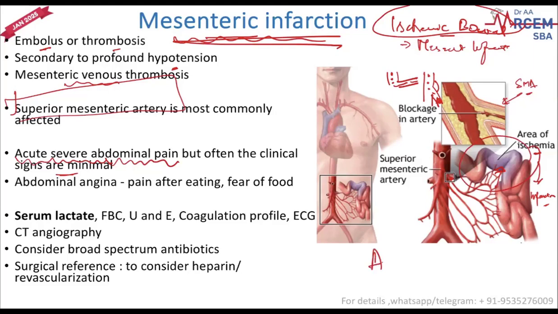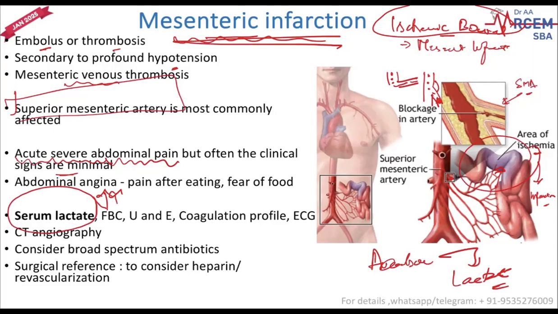What will result? It results in anaerobic respiration. Anaerobic respiration results in production of lactate. So accumulation of lactic acid is seen, and serum lactate levels will be very high. So the take-home message is severe abdominal pain. Abdominal examination is almost normal, or there might be guarding and rigidity, it doesn't depend.